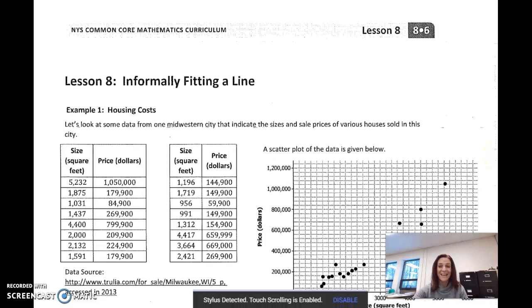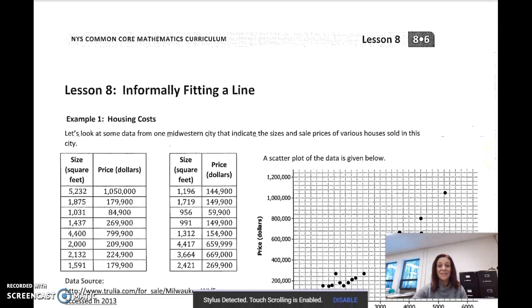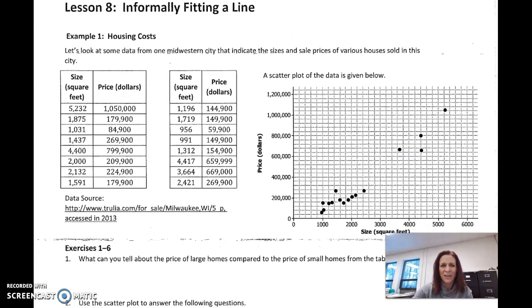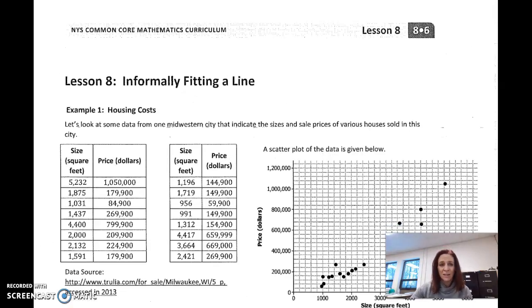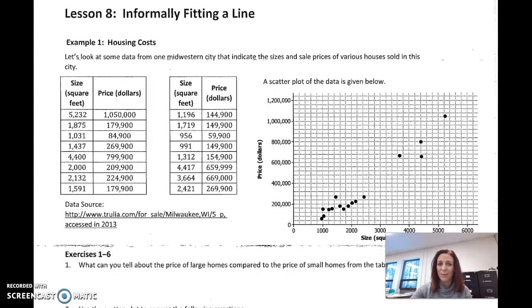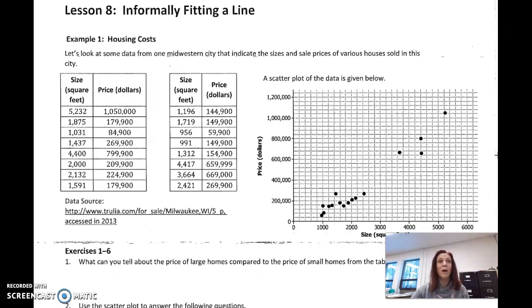All right, lesson 8 in module 6 is on informally fitting a line. So what does that mean when we're informally fitting a line? Well, remember we've been working on scatter plots, and scatter plots don't lie on a perfect line. So what do we do when we want to talk about relationships and make predictions? We're going to actually be drawing in a line, fitting a line, or what's sometimes called a line of best fit or best fitting line.